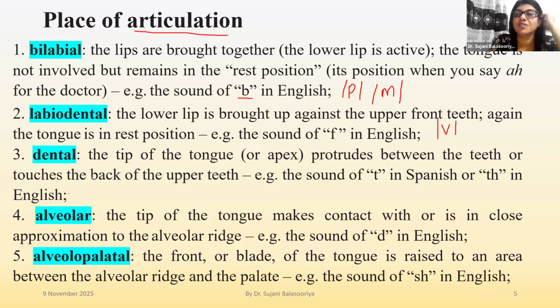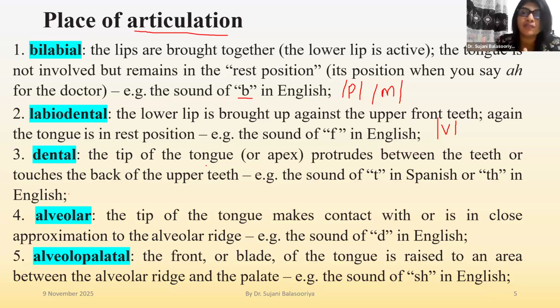Now, to produce dental consonants, we need the tongue. The tongue is a very large organ, and there are so many parts in it. We have the top of the tongue. When you put your tongue out, your friend or whoever is near you sees the top, and that top of the tongue we call the tip.